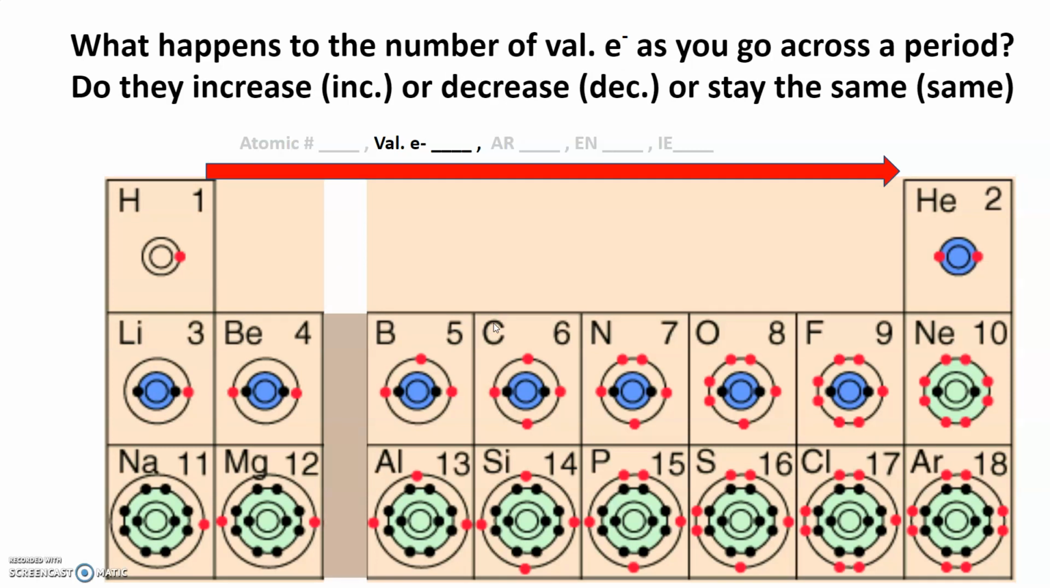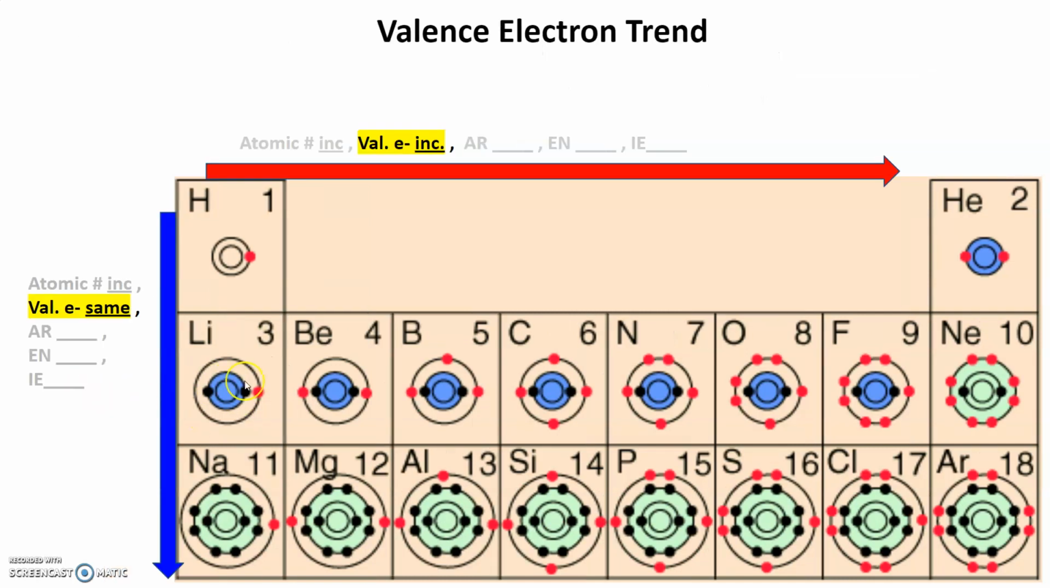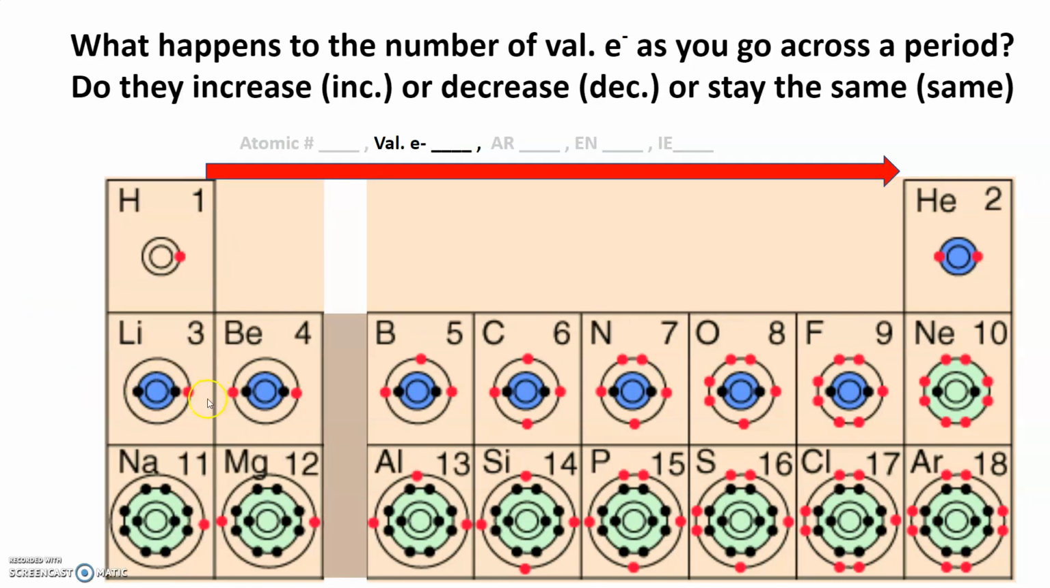Okay, so what happens to the number of valence electrons, the electrons in the outermost shell, as we go across to the right in the periodic table? Once again, we're going to focus on one period at a time. So we focus on period 1. We start here with hydrogen. It has 1 valence electron. And then we go to the next one, helium. It has 2. We can try the same thing in period 2, starting with lithium. It has 1 valence electron. Beryllium has 2. We skip the transition metals. Boron has 3, etc. So what's happening to the valence electrons as we go across?